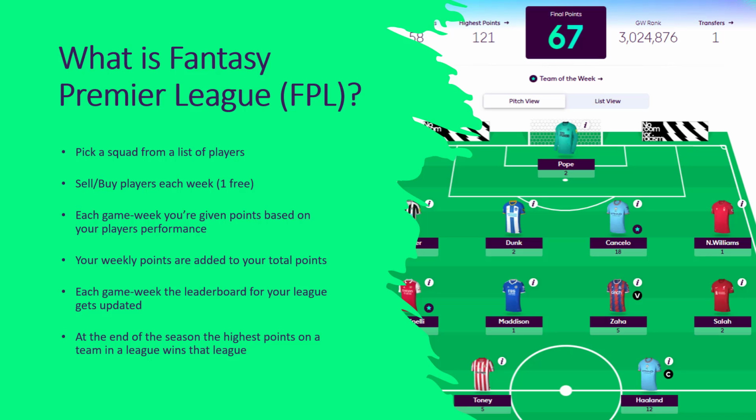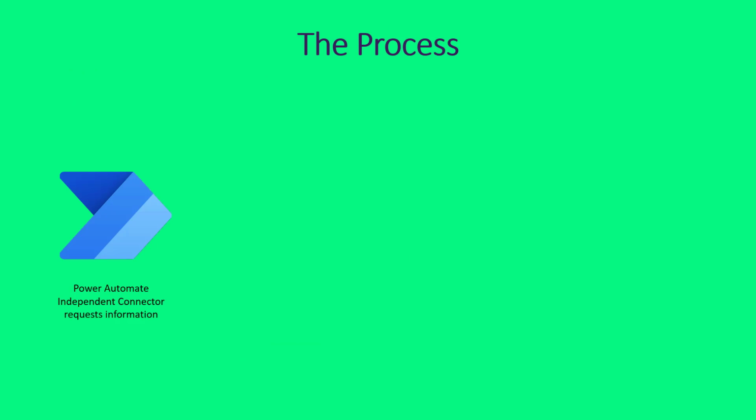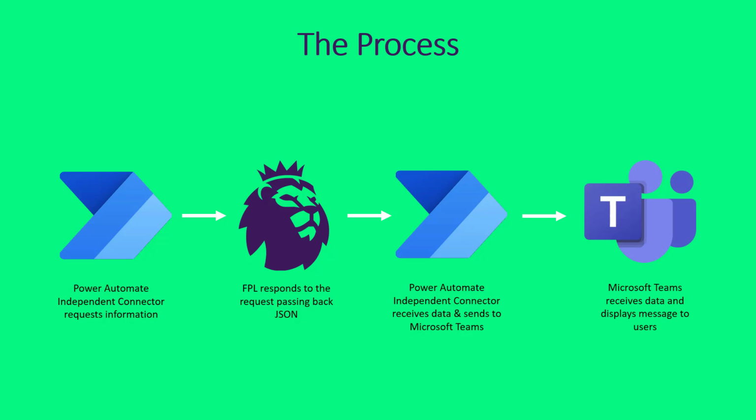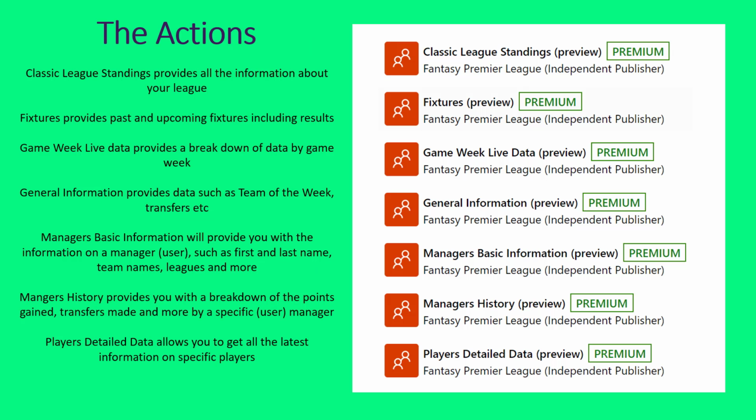So what is the process that we're going to be doing? We're going to be looking at the Power Automate independent connector that requests information. It's then going to get information back from the FPL. We are then going to use that information, manipulate it, clean it up and extract exactly what we want, and send it to Teams. And then Microsoft Teams is going to receive that information and display it to the users. So let's just take a quick look at the actions then.